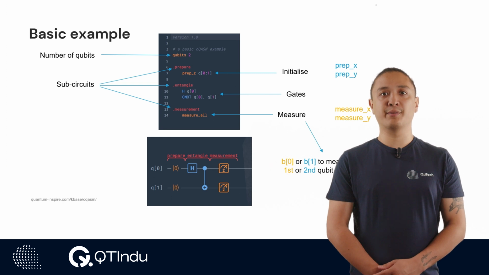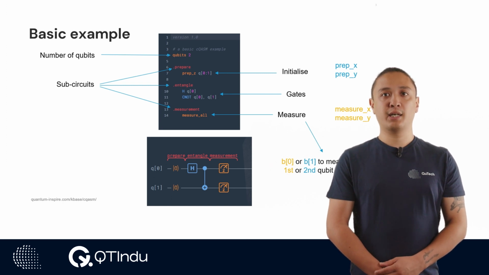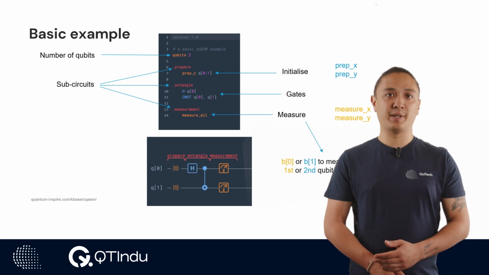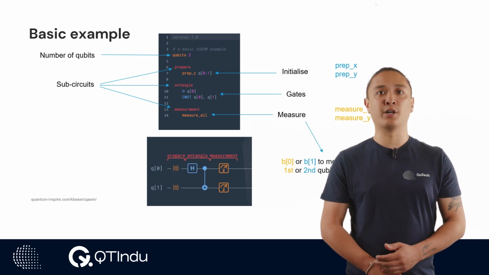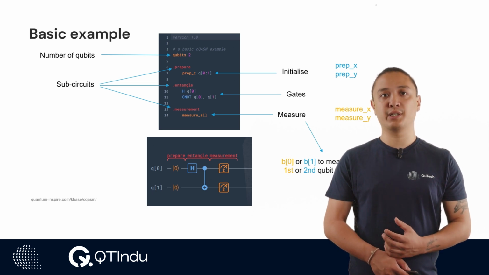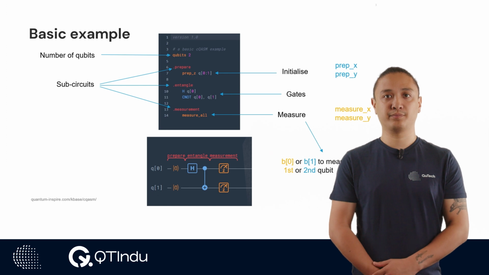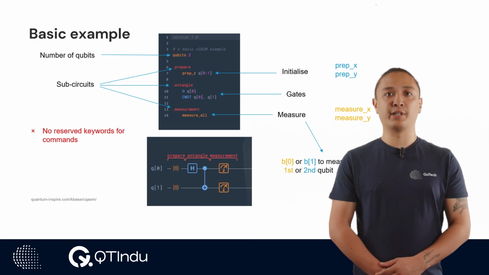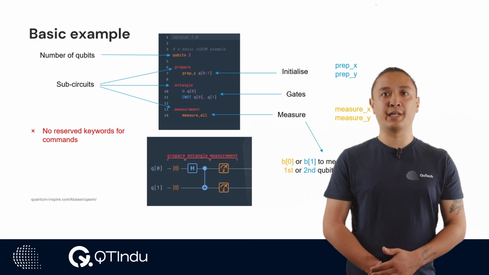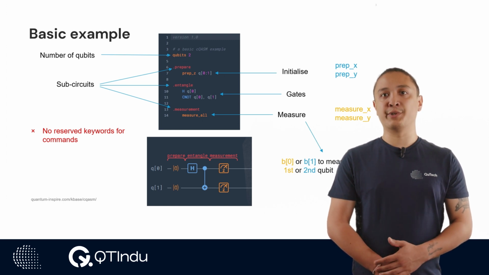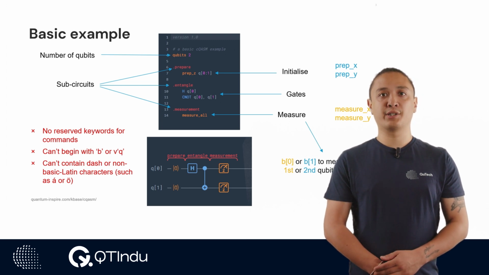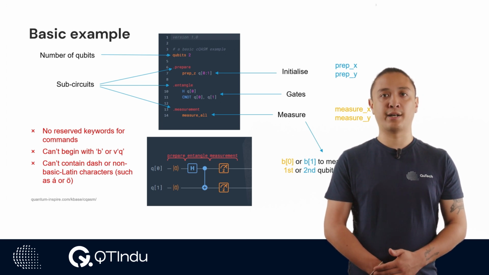Finally, we can also decompose our circuit into subcircuits. A subcircuit is a way of structuring your quantum circuit. To create a subcircuit, simply begin a line with a dot followed by the name of the subcircuit. The following commands will then form a part of this subcircuit until a new subcircuit is specified. Please note, however, that subcircuits cannot be any of the reserved keywords used for commands and may not begin with a B or a Q, since these are reserved to denote the binary and qubit registers. Furthermore, they cannot contain a dash or non-basic Latin characters.